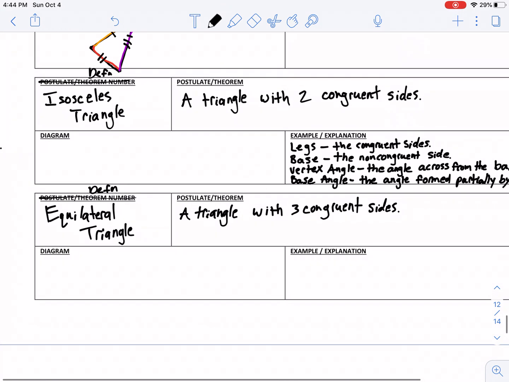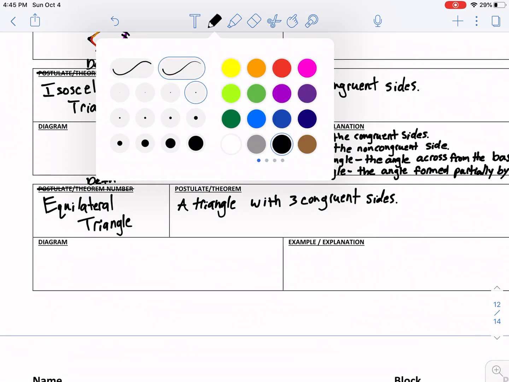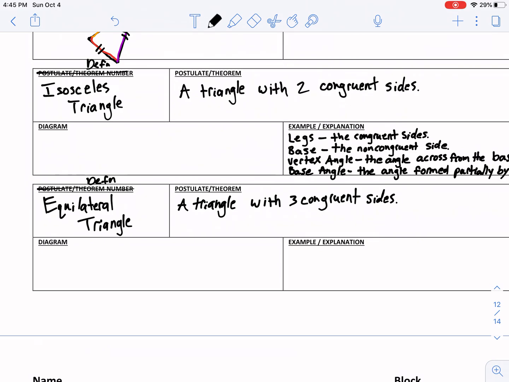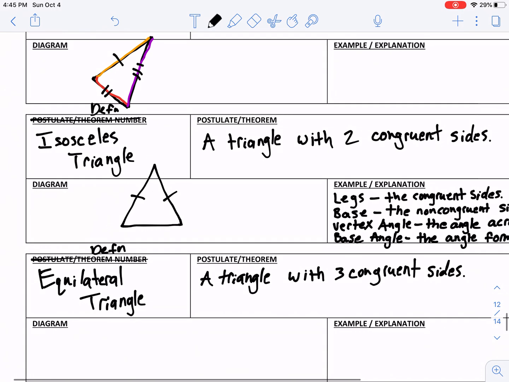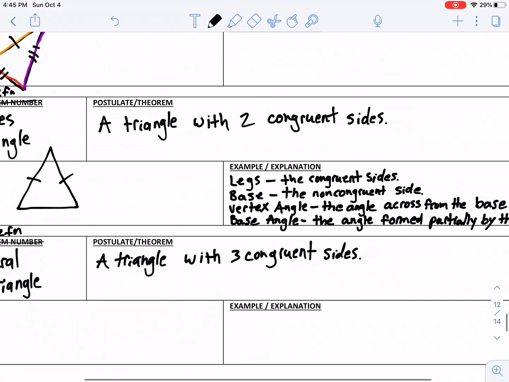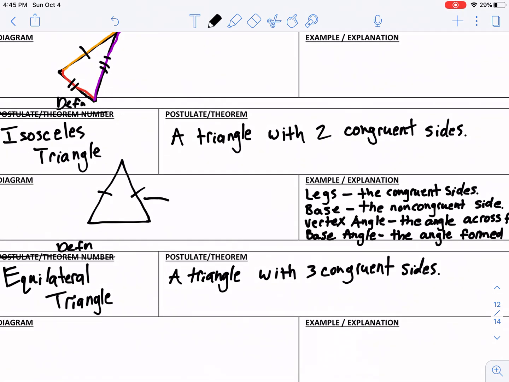Okay, now an isosceles triangle, that's a triangle with two congruent sides. So the previous one, no sides were congruent. Isosceles has two congruent sides, okay? So when we have an isosceles triangle, maybe we have something like this, where these two sides have the same length, okay? Now, we call the legs, that's the congruent sides, okay? So we would call these guys the legs of the isosceles triangle.